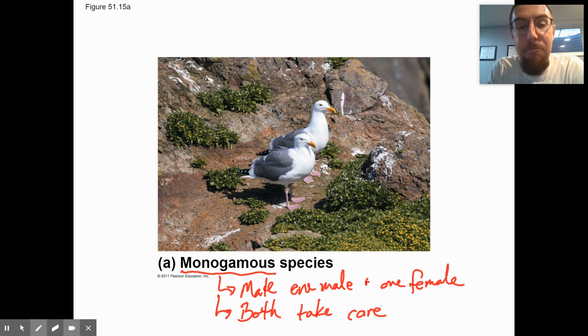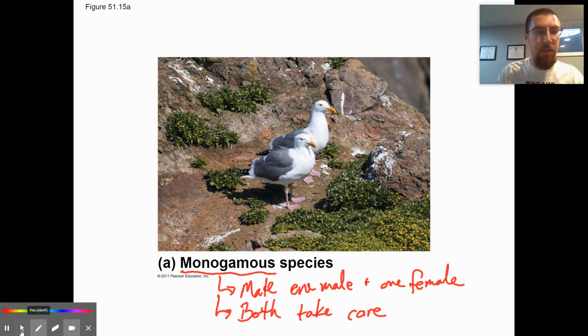Albatross display this behavior as well. Albatross have to bring a constant supply of food to offspring, and that is because they would not be successful. Those offspring would not make it without the constant supply of food from the male and the female. Because so much care is required for the offspring, they generally tend to mate together and not find other partners.